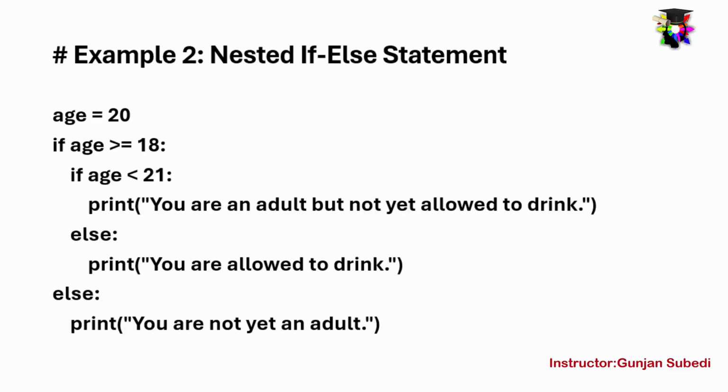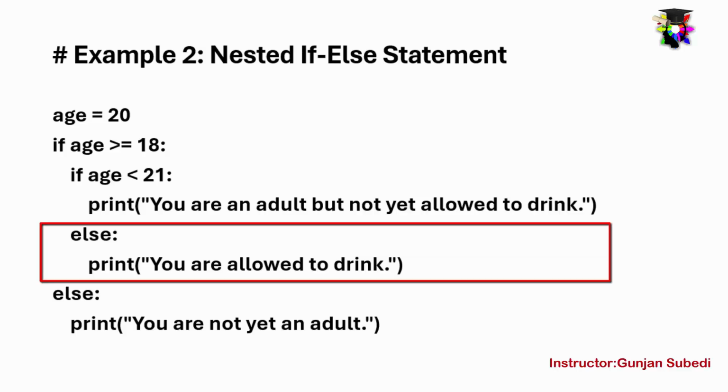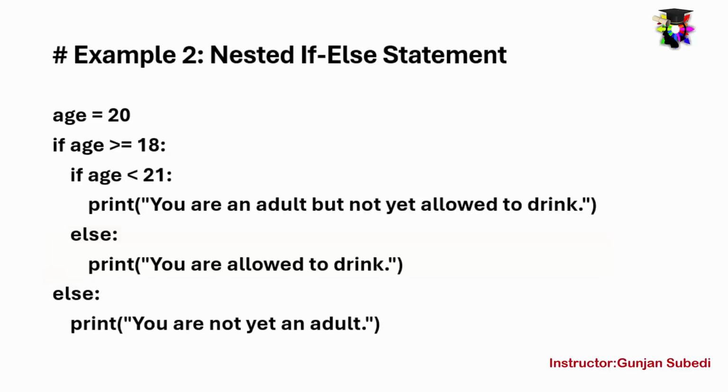Print "you are adult but not allowed to drink" means if the person meets both conditions, in which the person is older than or equal to 18 but younger than 21, this line prints a message saying that they are an adult but not allowed to drink. Else, if the person is 21 or older, this line executes. If the person is 21 or older, this line prints a message saying that they are allowed to drink. The last line, else, if the person is not 18 years old or older, this line executes.